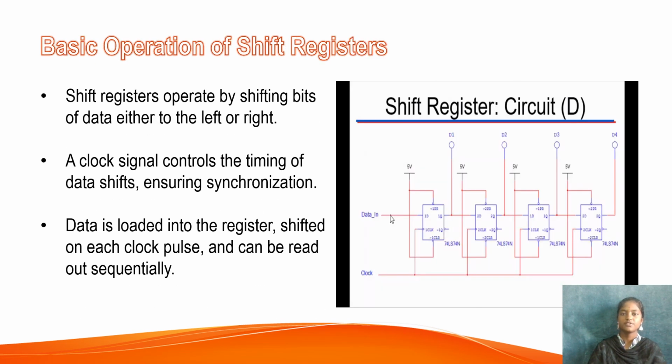Basic operation of shift registers. Shift registers operate by shifting bits of data either to the left or right. A clock signal controls the timing of data shifts, ensuring synchronization. Data is loaded into the register, shifted on each clock pulse, and can be read out sequentially. Here we can observe the circuit of shift register.